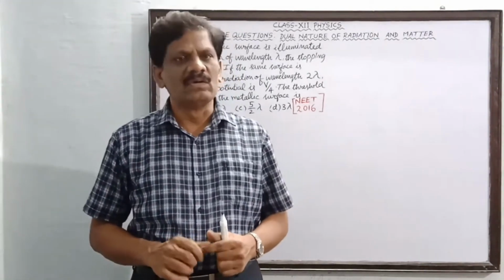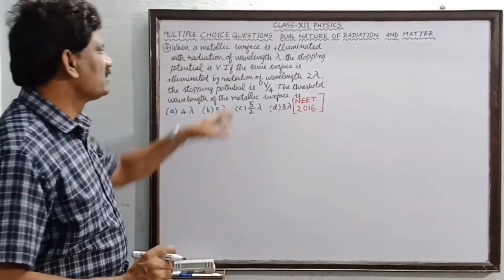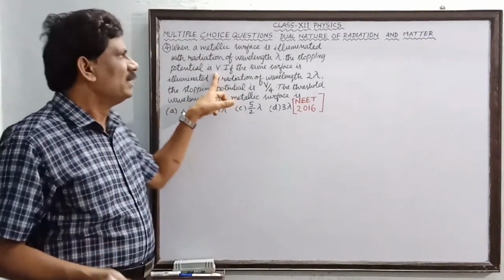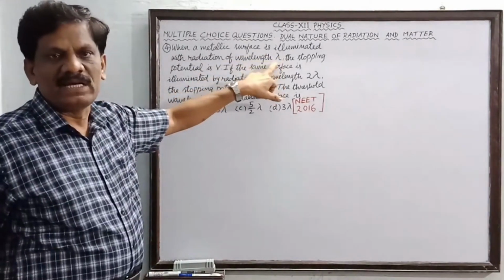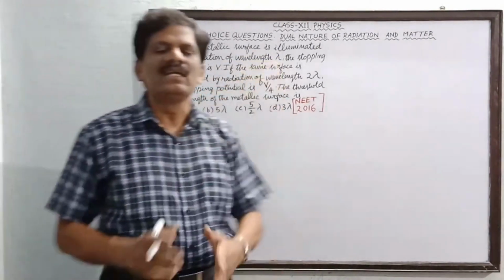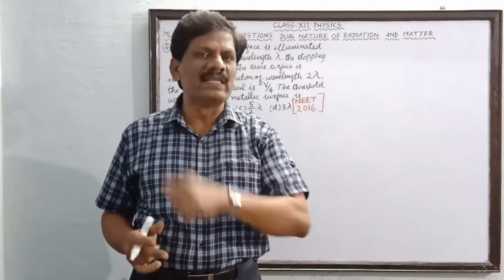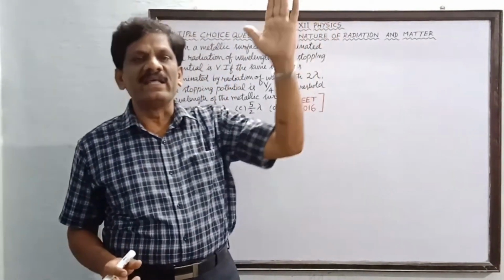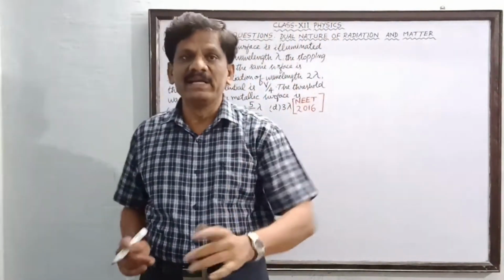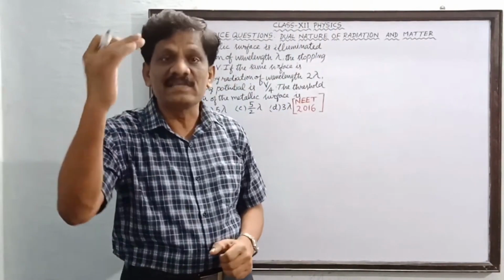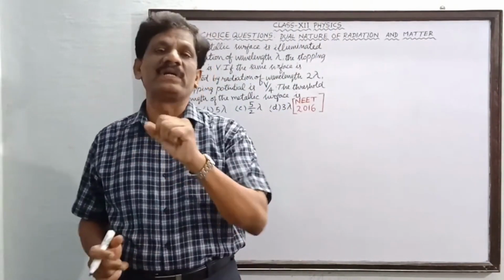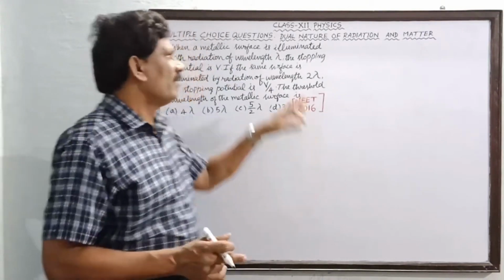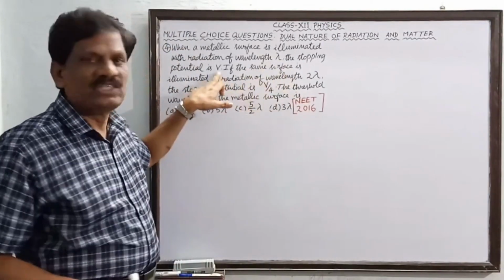So I have already told you in the class that to stop the fastest vehicle, large work has to be done. So initially the stopping potential is found to be V volt, or V electron volt, for wavelength lambda. So the energy, the frequency and the wavelength are related. If the incident energy is high, the kinetic energy of the photoelectrons will also be high, so the stopping potential must also be high. Is it not? So for lambda wavelength, the stopping potential is V.